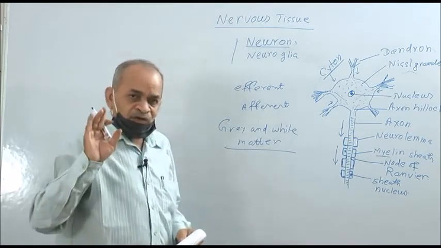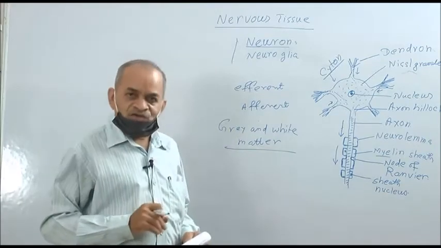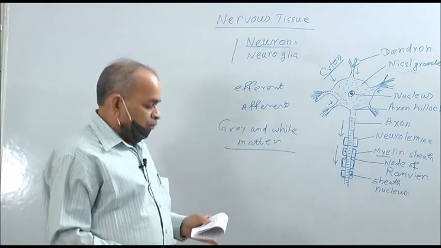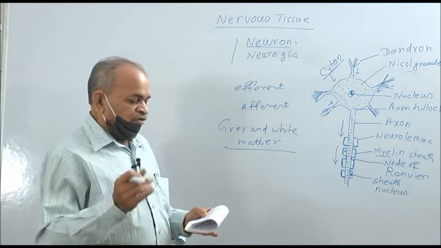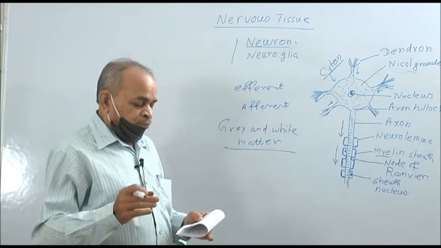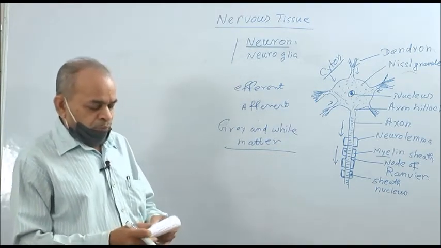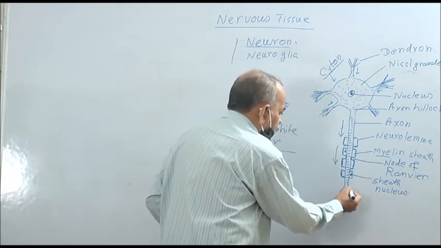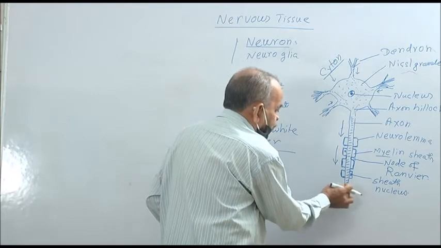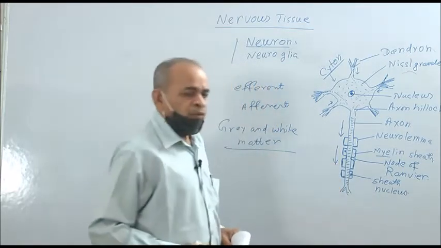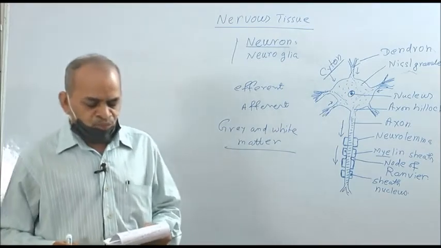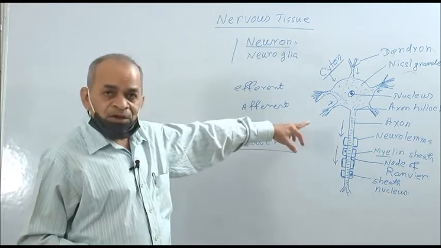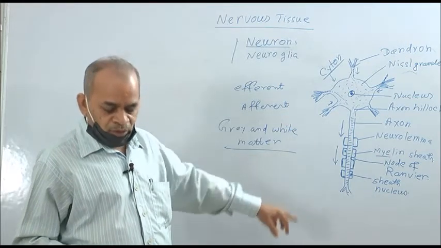So, when it enters into the white matter, it is covered by the first covering, myelin sheath. And when it comes out of the white matter, it receives the second covering, called neurolemma. The axon ends as a naked process. Here is the end of the axon, and you see there is no covering. It is naked. That means in the beginning there is no covering, and at the end there is no covering.